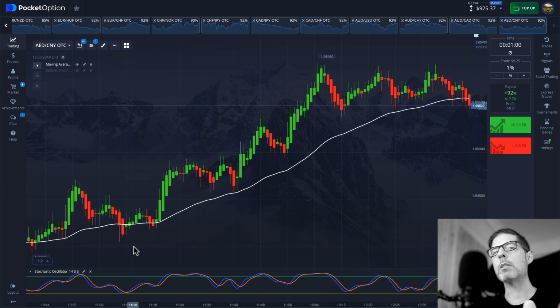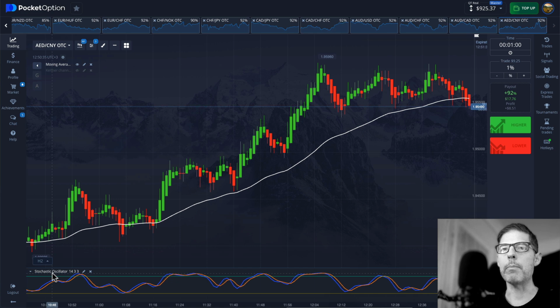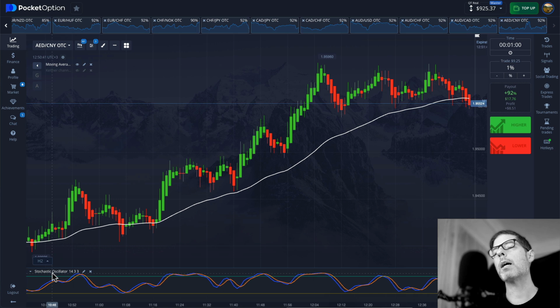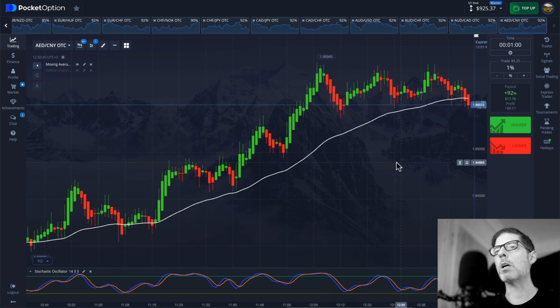Now also I have the stochastic oscillator down here at the bottom. Now I typically have this on the charts all the time. I actually use the stochastic on a daily basis. So I always have this open, but it's not really required for this strategy. So let's take a look at the charts here.